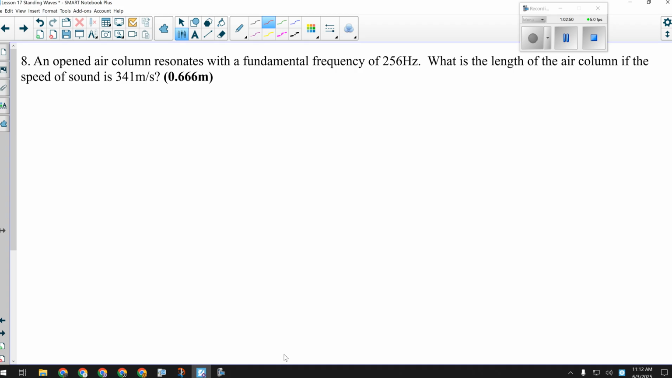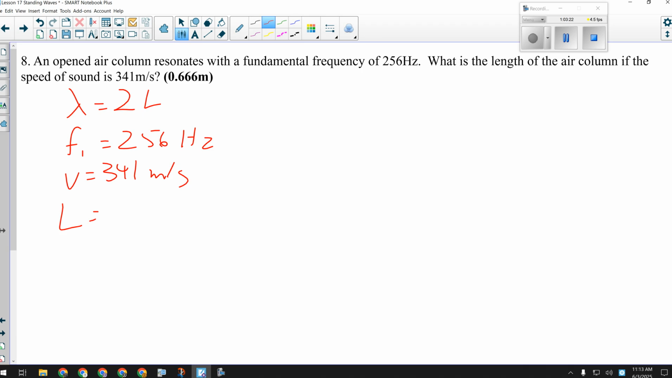What's different about this one? It's an open air column, right? An open air column resonates, so lambda equals 2L for this one. It's the same fundamental frequency as the last one, 256 hertz. What's the length of the air column if the speed of sound is 341 meters per second? So I'm looking for L.